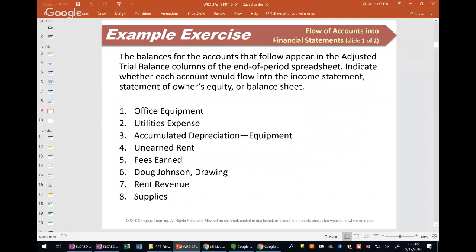Fees earned, income statement. Drawing, which one? No. Drawing does not go on the balance sheet, does not go on the income statement. You got one more shot. Capital statement. Drawing goes on the capital statement. All right, revenue, income statement, just like fees earned. Supplies, balance sheet.